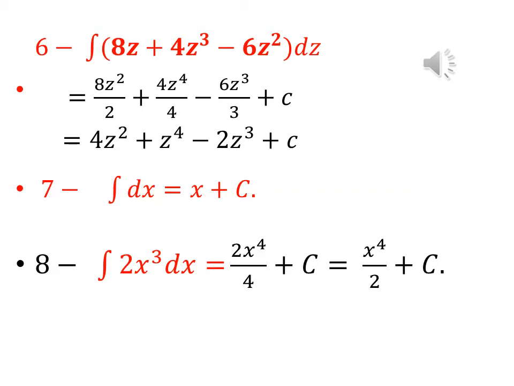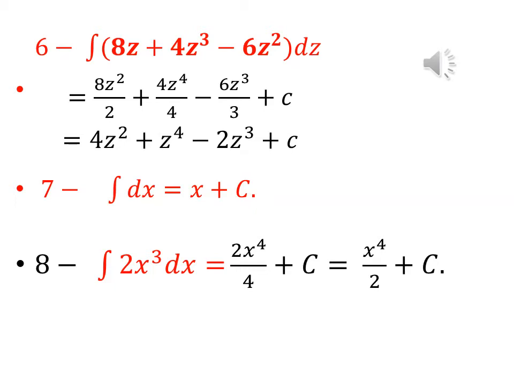Problem number 7: integration of dx. No number in front of dx, which means here the number is 1. We can write 1 alone. 1 dx means dx. So the integration of 1, or the integration of dx, is equal to x plus c.